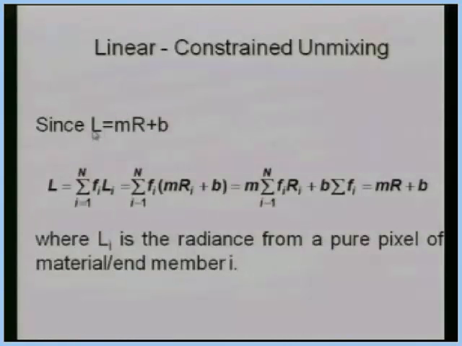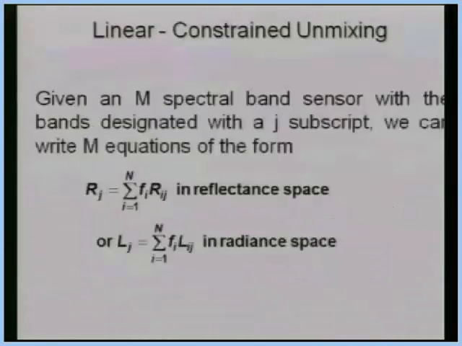Now you have something like a form L = MR + B, which can be recast as the sum of Fi Li, where Li is the radiance from a pure pixel of the material or the endmember i. If you have a given M spectral band sensor with the bands designated with this j subscript, we can write M equations of the form sigma of i equals 1 to N Fi Rij in reflectance space or Lij in radiance space.